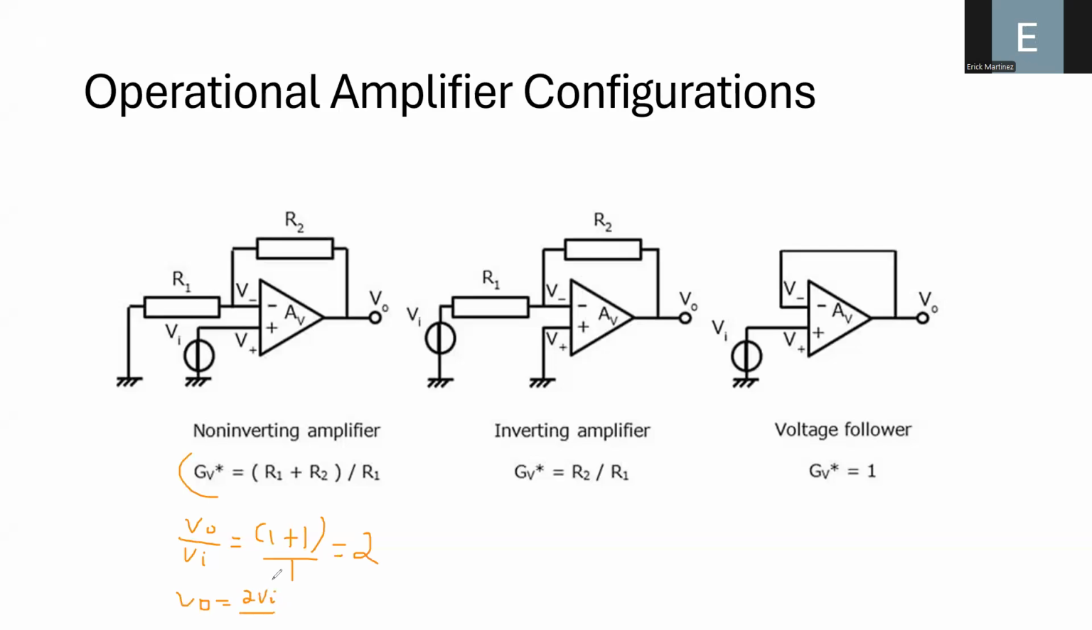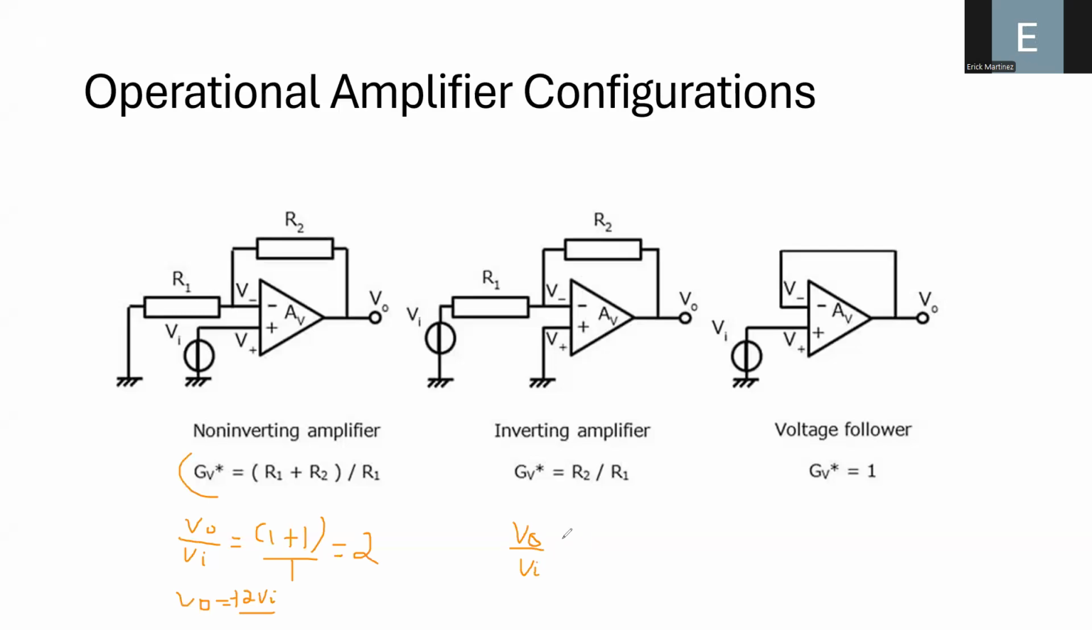So this means that you are multiplying or amplifying the input voltage by a factor of 2. Okay? And that's why we call it the non-inverting amplifier, because the amplitude of the signal stays the same. Okay. But in the inverting amplifier, the behavior is a little bit different because, well, this gain again refers to the relationship between the output and the input voltage.